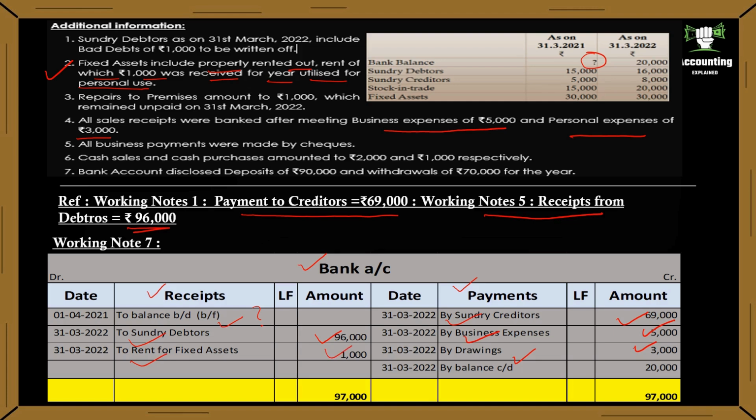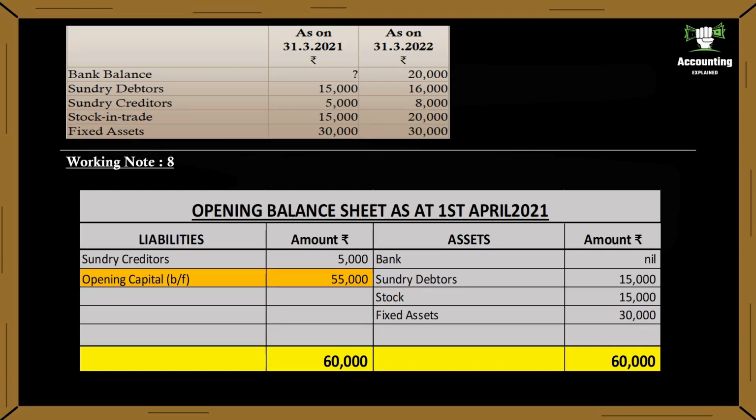Now when you total the debit side, 96,000 plus 1,000, it comes to 97,000. Similarly, when you total the credit side, 69,000 plus 5,000 plus 3,000 plus 20,000, it comes to 97,000. So the debit side total and the credit side total are equal. That means your opening balance of bank is nil or 0. Students, now we note the bank balance. Bank balance we just found out as 0, right?